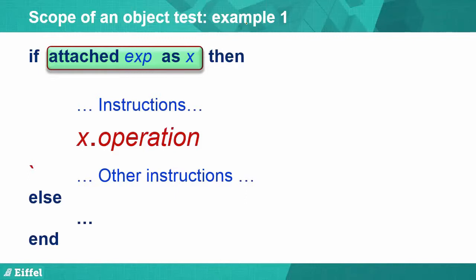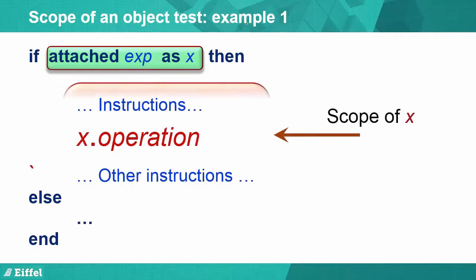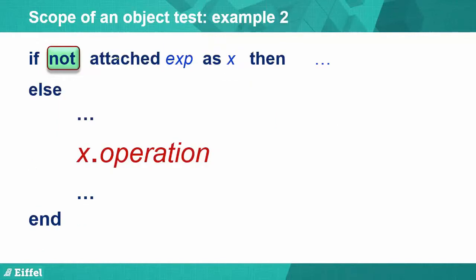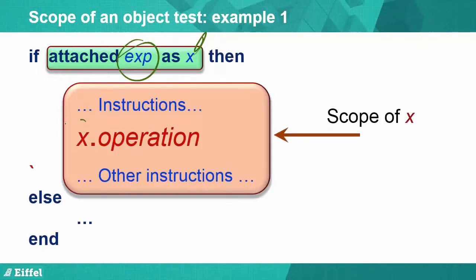There are three interesting cases. The first case is using the object test as the condition of a conditional instruction, an if then else, as here. So in that case, the scope of x is the then part, the then clause. And you can see that because we have checked that x was attached as the value of x, then we can use in this body an arbitrary operation on x, and then there's the guarantee that x is not void, so the operation will work.